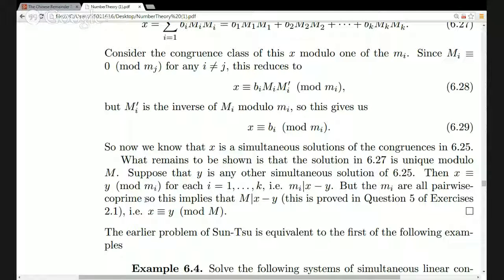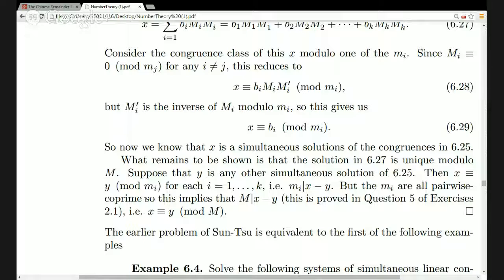So this x here is this x that we've constructed here. This y, whatever it is, it has to be congruent to x modulo little mi, okay? Because they're each of them congruent to bi. X is the solution we found. Y is some other solution we're supposing is out there somewhere. So the little y has to be congruent to bi modulo mi, but so is the x. So the x is congruent to the y modulo mi.